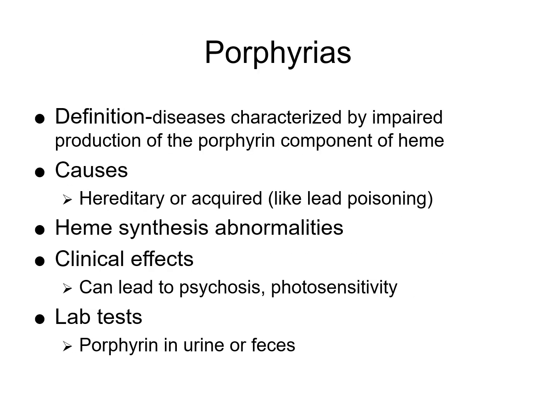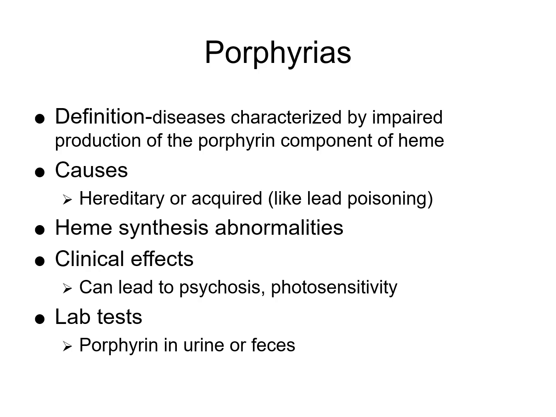Porphyrias. This is a group of diseases characterized by impaired production of the porphyrin component of heme. It can be caused by a couple of different things. It can be hereditary or acquired, such as from lead poisoning, which we just talked about disrupts the heme synthesis. So heme synthesis abnormalities, defects, or inhibition of enzymes involved in the multi-step pathway of heme synthesis cause accumulation of the porphyrin precursors.